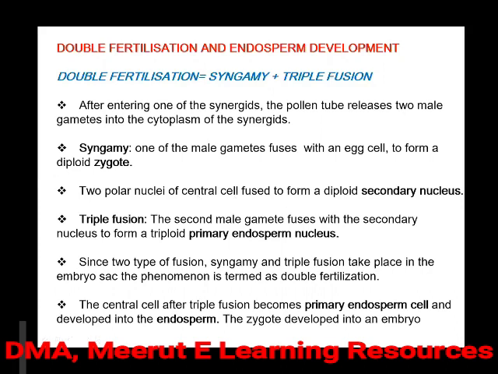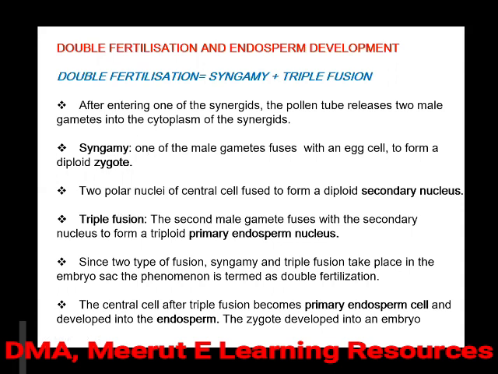In certain cases, we find that the polar nuclei of the central cell, before fusing with the male gamete, fuse among themselves and a secondary nucleus is formed. To this diploid secondary nucleus, another male gamete fuses, resulting in formation of the primary endosperm cell, and this process is called triple fusion. And this primary endosperm cell nucleus is triploid. What does it mean? It means that the primary endosperm cell has three sets of chromosomes. So this is what double fertilization is about.